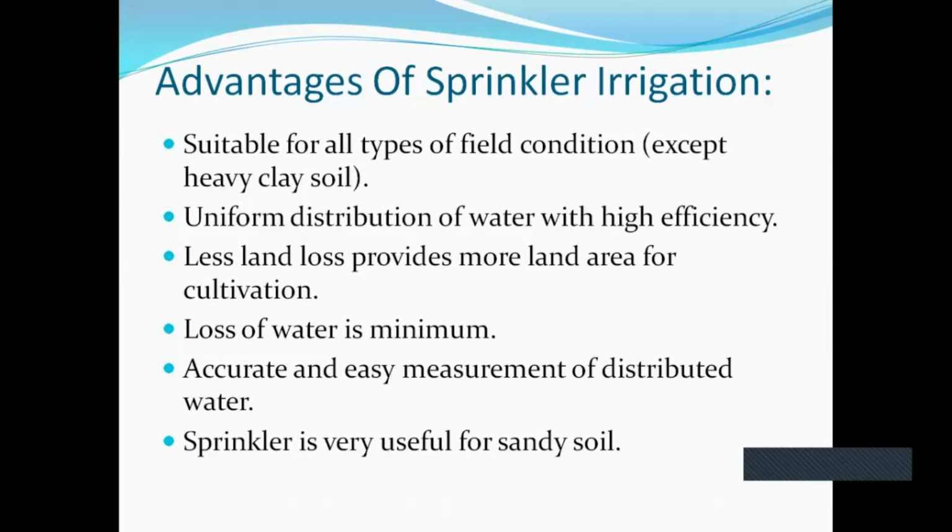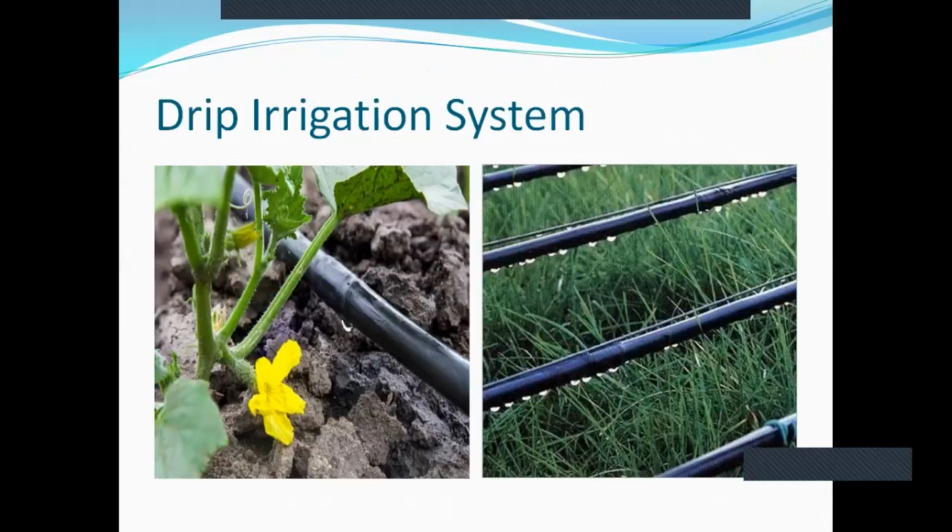Accurate and easy measurement of water distribution. The amount of water to be given to the plant can be measured accurately. The sprinkler system is very useful for sandy soils. Yes, so these are a few advantages of sprinkler irrigation. Let's go to the next one, which is drip irrigation.